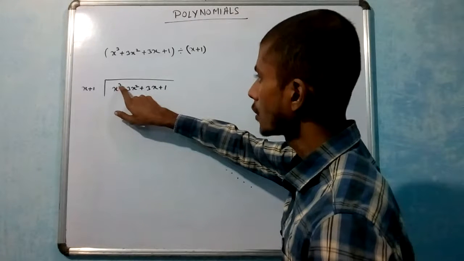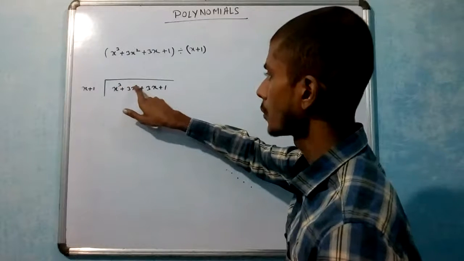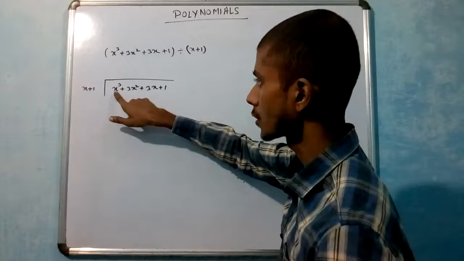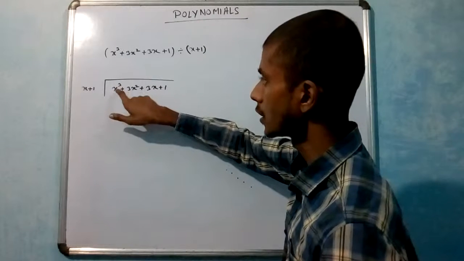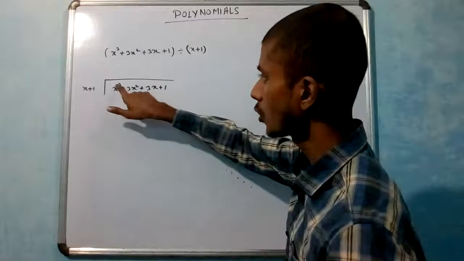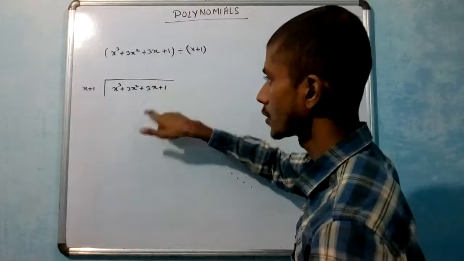Descending order of the powers of the variables. What are the variables present here? X. Here also X. Here also X. So what are the powers here? Here 3. Here 2. Here 1. So descending order of the powers of the variables.